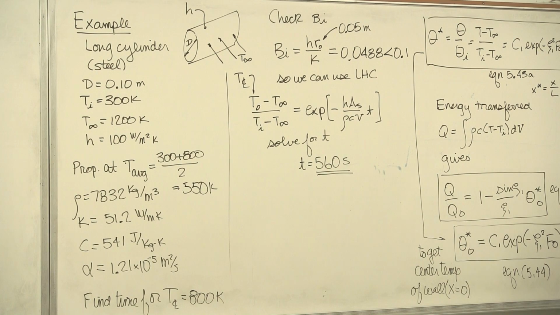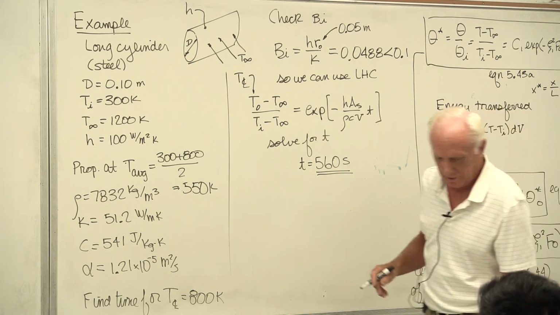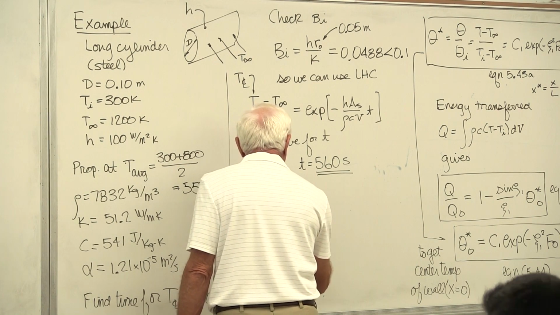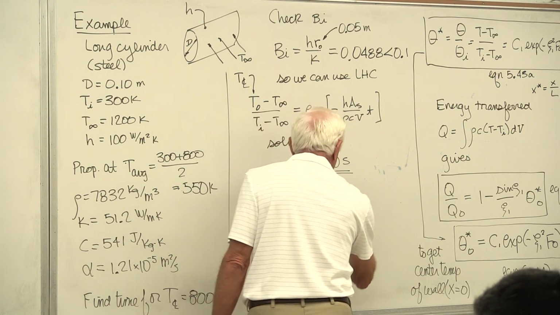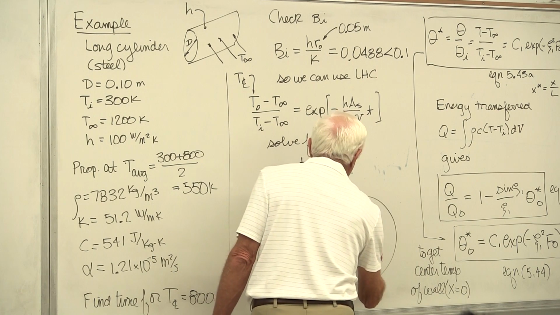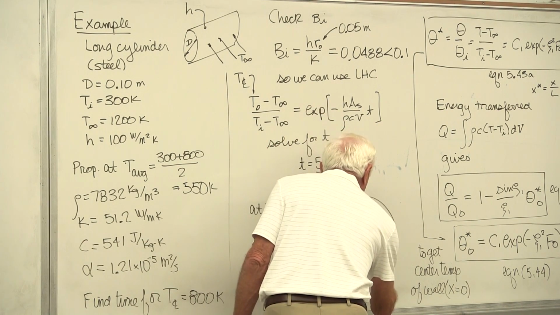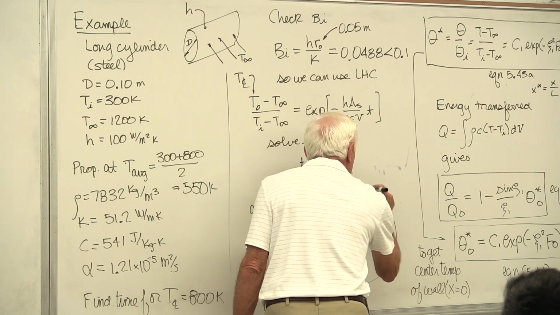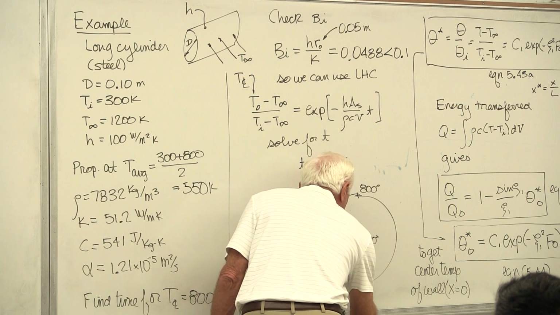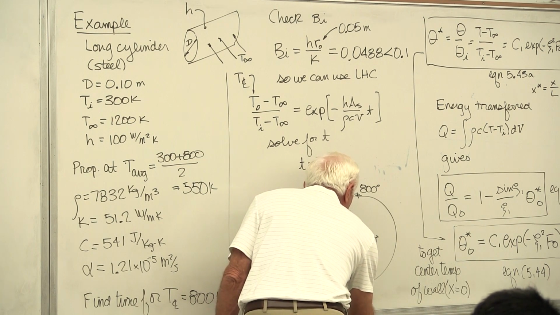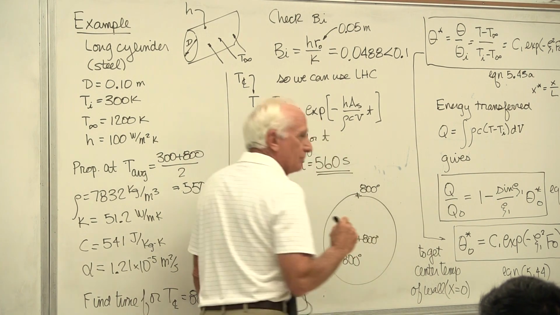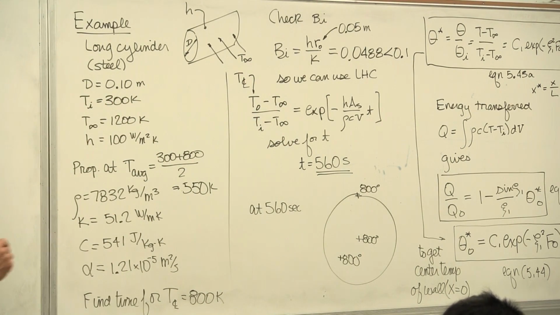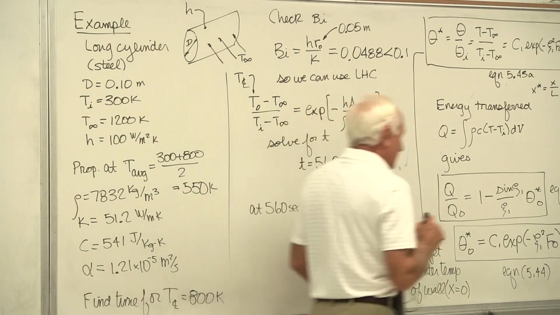Okay. So if I look at that model, at 560 seconds, the center temperature has reached 800. The temperature on the outside surface is 800. The temperature at any radius in the cylinder is 800. That's what the lumped heat capacity model predicts and says. There's a picture. All right.